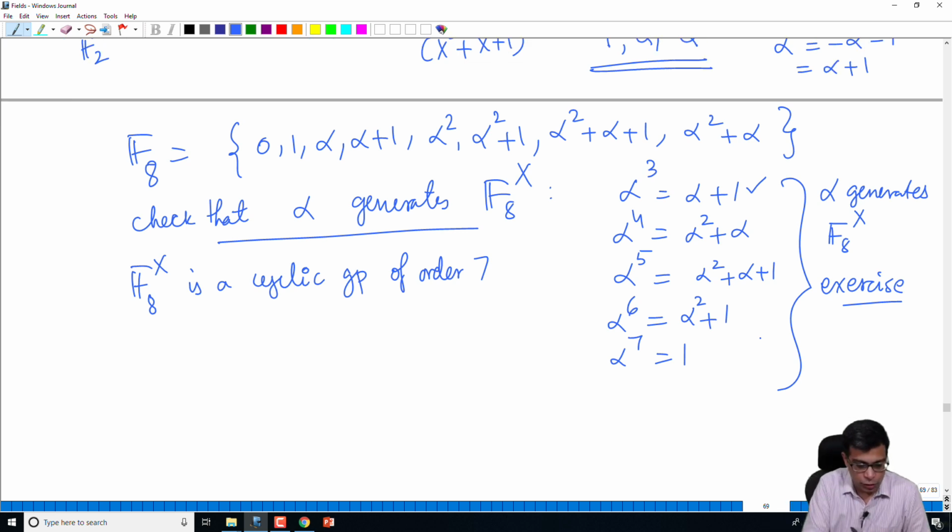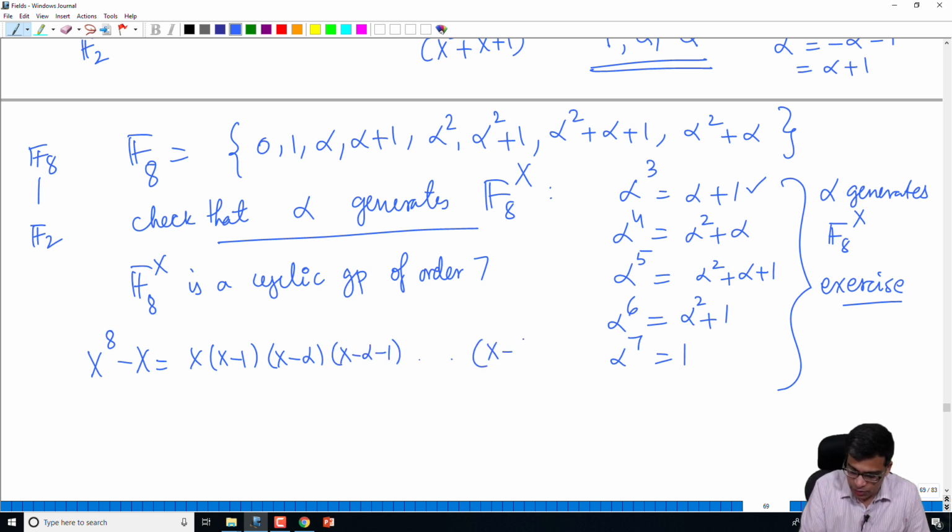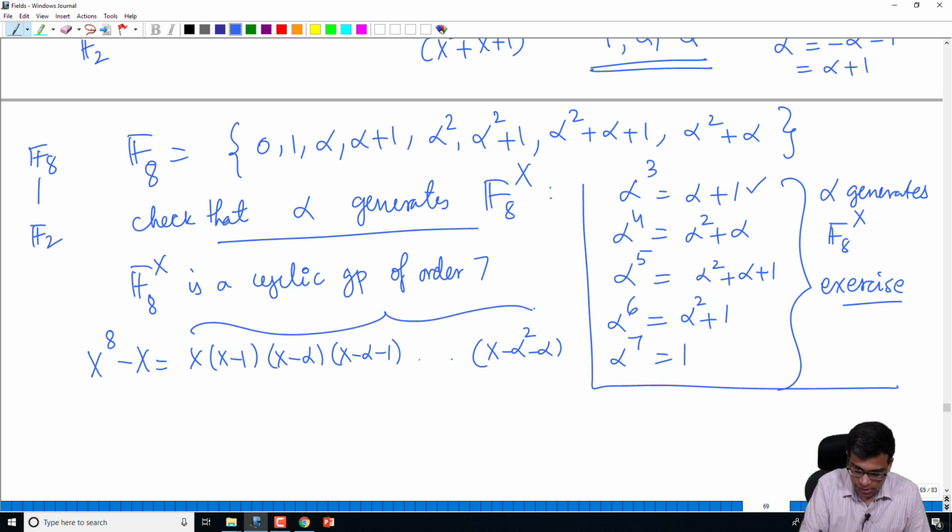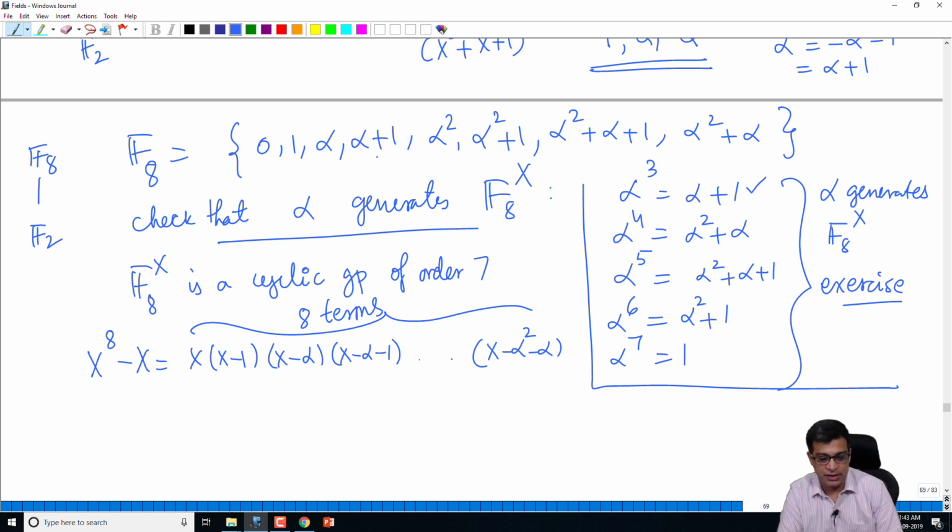Okay. So this also tells us that x power 8 minus x splits completely in F8. It's x times x minus 1 times x minus alpha times x minus alpha minus 1 and so on. So the last will be x minus alpha squared minus alpha. Right. So there will be these 8 terms, one corresponding to each of these elements: x minus 0, x minus 1, x minus alpha minus 1, x minus alpha squared and so on, all the way up to this. This is a factorization.